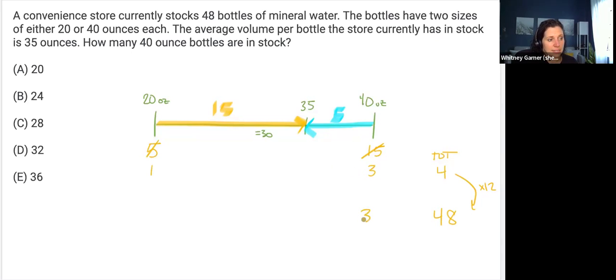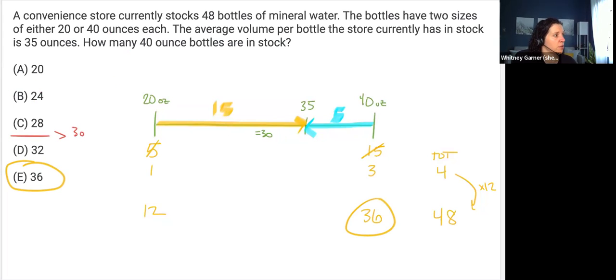Right, this would be 36. Over here would be my 12, which would still be pulling in a ratio of 1 to 3, right? 5 to 15. And so how many 40-ounce bottles are in stock? 36. I for sure know the answer is above 30, right? It's got to be bigger than 30.